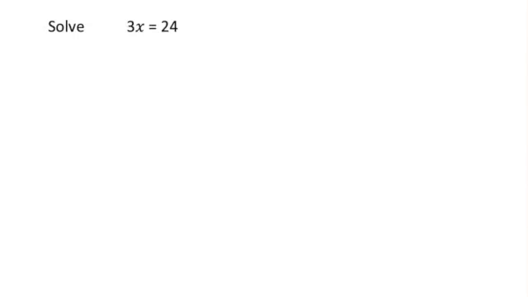Here now, I am told to solve 3x equals 24. So again, I know that I can insert that multiplication sign between the 3 and the x. That's going to give me 3 times x equals 24. Now, I can use inverse operations to find the value of x. Instead of multiplying x by 3, I am now going to do the inverse of that, and so I'm going to divide by 3.